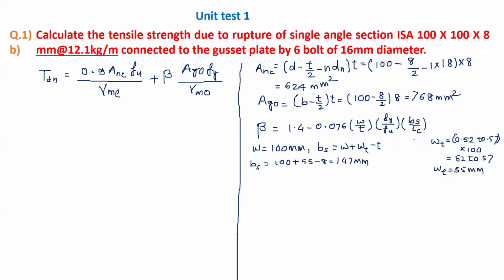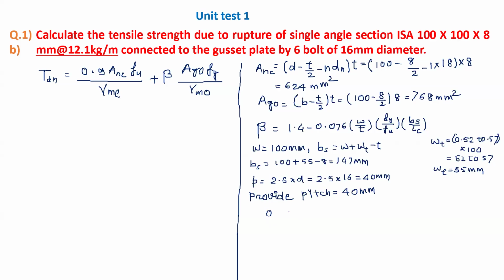Now L_c, we have length of connection. So now for length of connection, we require p, the pitch. So we will find p. So p we have 2.5 into d, diameter of bolt. So 2.5, diameter of bolt is 16. It comes 40 millimeters. So let us provide higher than this. Provide pitch 50 millimeters. You can take 40 also, no problem. Then what will be L_c, length of connection?